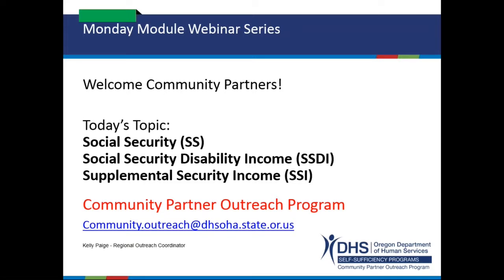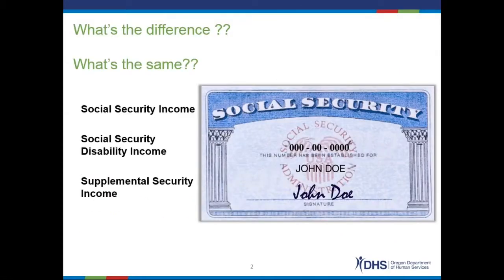Okay, here we go. SS, SSDI, SSI. What's the difference and what's the same between these different types of income? So we have your basic Social Security income, and we have Social Security disability income and supplemental security income. Everyone's seen a Social Security card before. You know what that looks like.